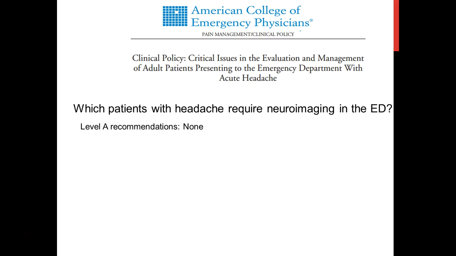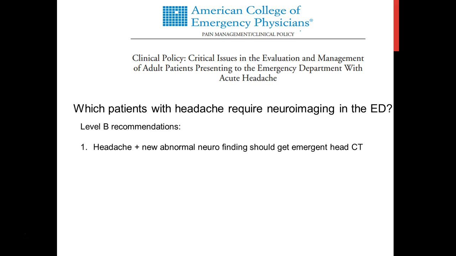In fact, they were unable to make any level A recommendations about neuroimaging for headaches in the emergency department. They were able to make several level B recommendations, however. The first is a patient presenting with a headache that has some sort of new neurodeficit should get an emergent head CT. No argument here. The second recommendation is that those patients with new, sudden onset, severe headaches should also get emergent head CT imaging in the emergency department.